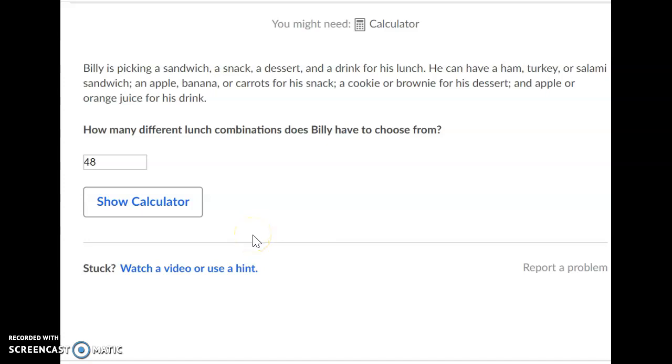Okay, so there are only 3 types of sandwiches. I was thinking of what I had in the fridge. So I've got 3 times 3 times 2 times 2, or 9 times 4, which is 36. Let's try that instead. And that's it.